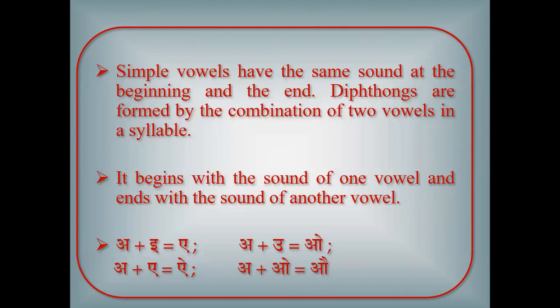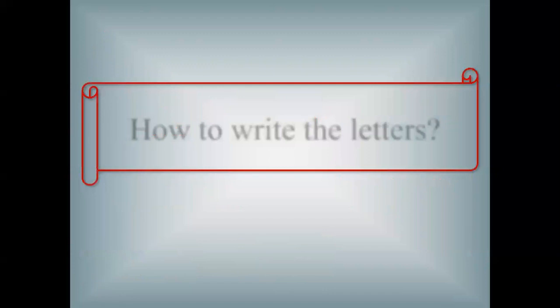Okay. So, four conjunct vowels and nine simple vowels. So, 9 plus 4, 13 vowels. Vowels are called swaraha or achaha or swaravarnaha.